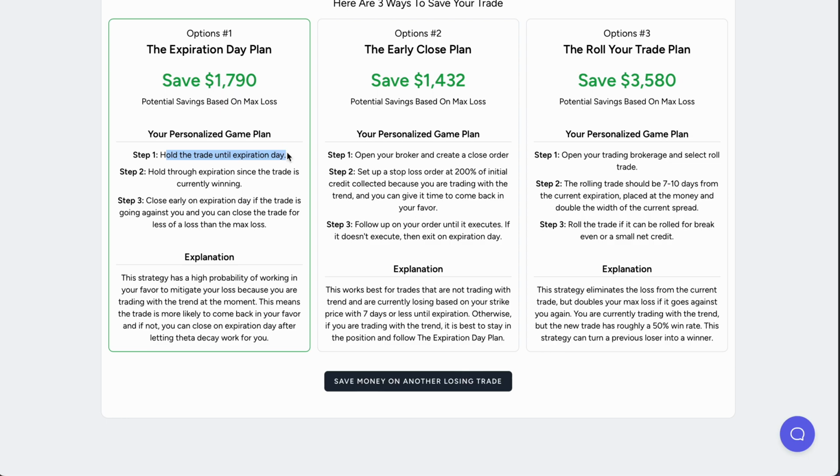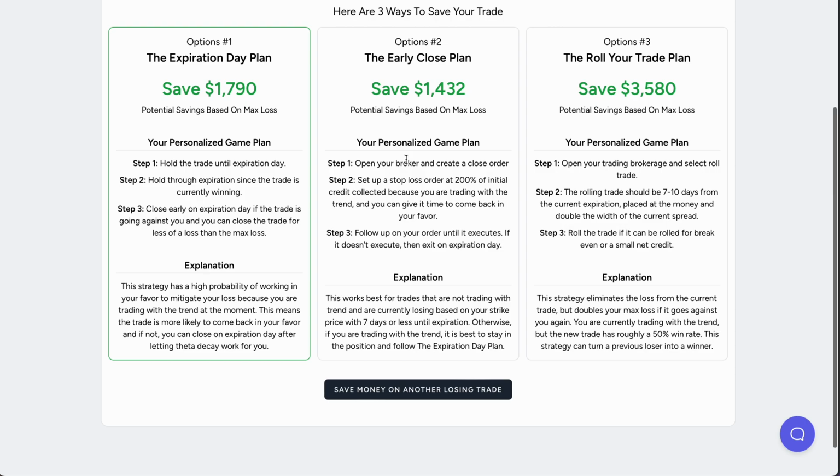Why? Well, because especially if you're trading with the trend at the moment, it's most likely going to come back in your favor. You can let theta decay do its work, and you can maybe make some money. If not, you can sell early in the morning on expiration day, and typically take 50% of the max loss as your actual loss. So now you're saving 50% of that max loss. Again, you can read the explanation here for it as well. Option number 2 for mitigating risk with a credit spread strategy is using an early close plan.